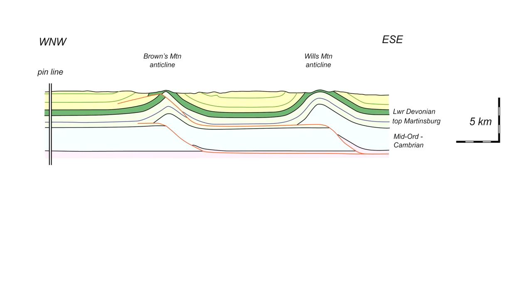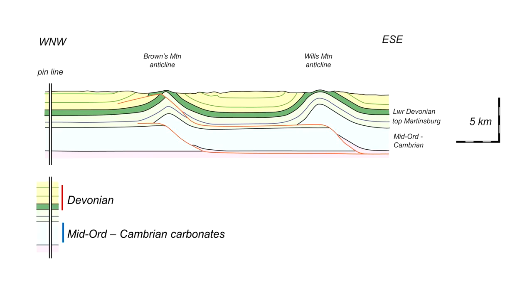So there are two main fold structures at outcrop, the Browns Mountain anticline and the Wills Mountain anticline. And there are two broad stratigraphic packages. The younger rocks which we see at outcrop are largely of Devonian age, and these are underlain at depth by a thick panel of carbonates that are mid-Ordovician down to lower Cambrian age.